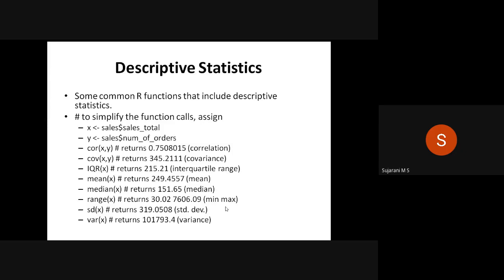It returns the value. Similarly IQR means interquartile range: IQR of x gives the interquartile range of x. Next, if you want to find the mean, use mean of x. If you want to find the median, use median of x. Range of x. Standard deviation using the function sd of x. Variance, you can use the function var of x. These are some of the descriptive statistics used in our programs.